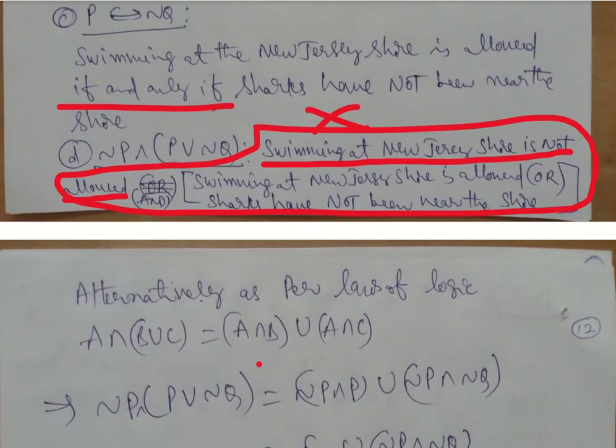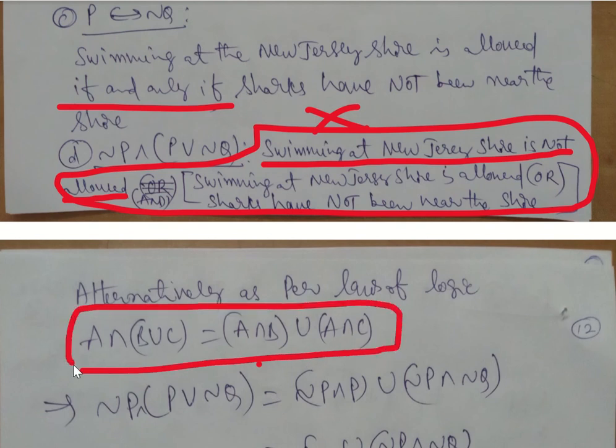So how did it arrive? It is because we have applied this. Anyhow, we have not discussed this type of expression right now, but you know this. We have seen it in set theory also, and you also know in digital logic, A intersection B union C is equal to A intersection B union A intersection C. So apply that law and you should be able to get this.